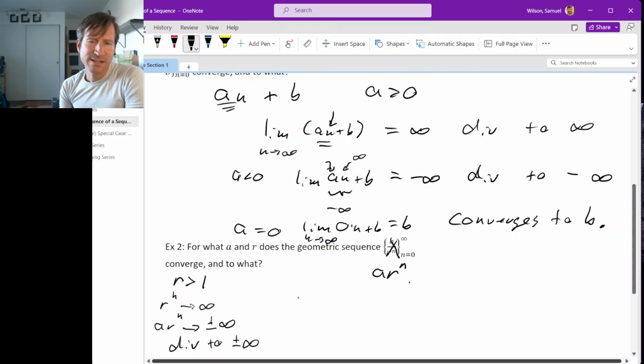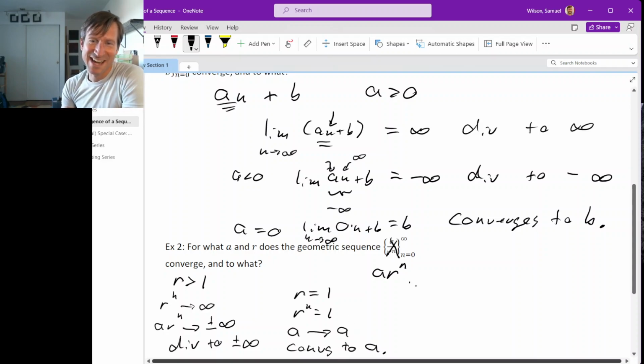Okay, let's think about when r is equal to 1. Well, if r is equal to 1, r to the n is just always equal to 1. And so our sequence just looks like a. It's always a. And that's going to go to a. So this converges to a for very boring reasons, because every term in the sequence is just a.